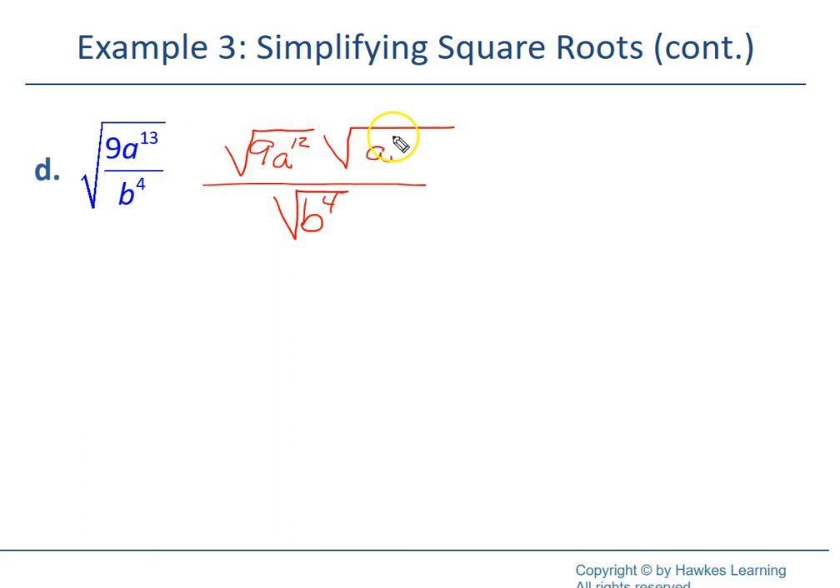So this times this would give you a to the 13th. So this is going to be 3, and then divide this by 2, a to the 6, square root of a, all over b squared. Remember, you're taking that 2, take away the radical sign, put it under the 4. 4 divided by 2 is 2.